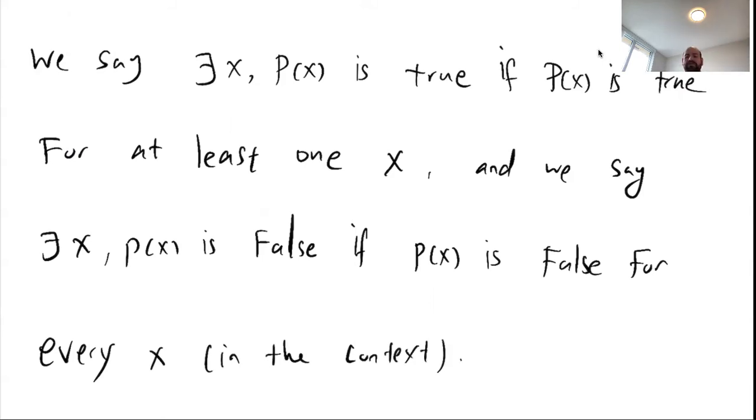Again, think about it. When can I say that this sentence, for example, "there exists a student whose GPA is bigger than 3.6" is false? If every student in the class, let's say we are talking about the students of Math 120, has GPA less than or equal to 3.6, then I can say "there exists a student with GPA more than 3.6" is false.